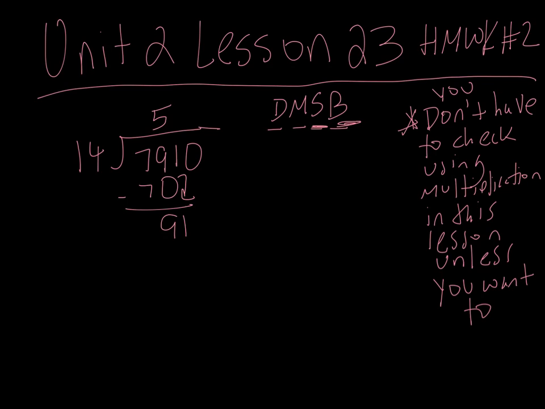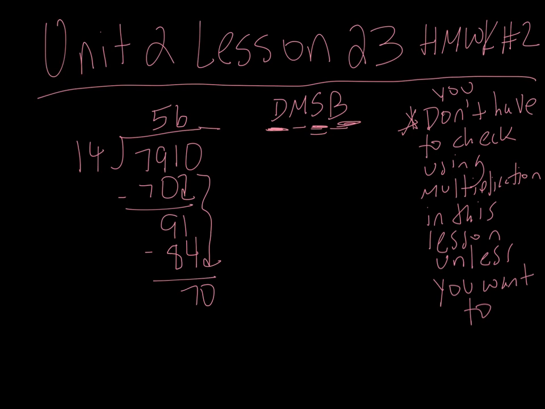Now my next step after I bring down is to divide again. How many times does 14 go into 91? 14 goes into 91 6 times, because 6 times 14 is 84. After I multiply, I subtract, and I get 7. I bring down the 0.